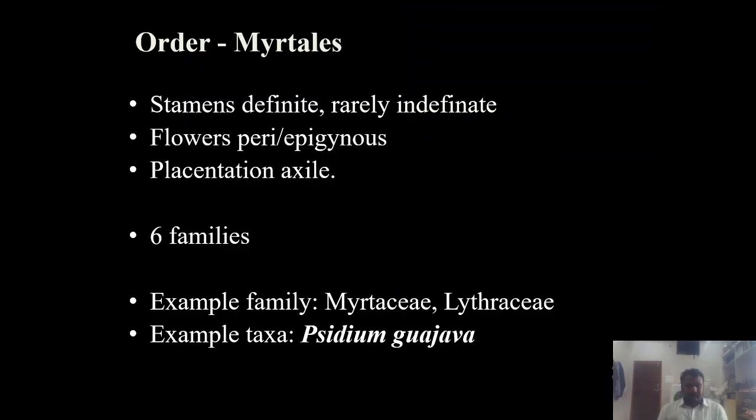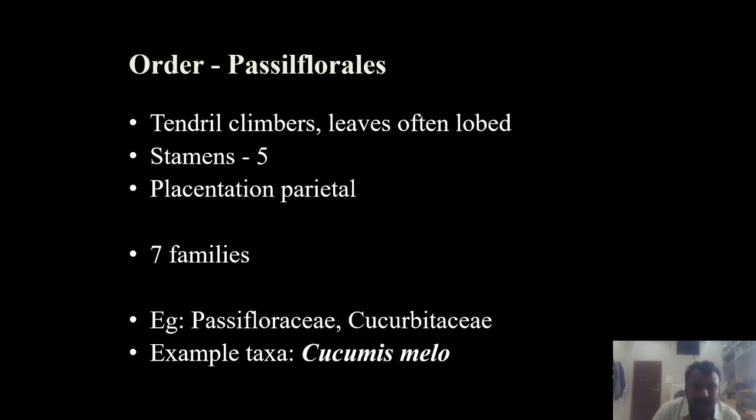Now, Myrtales. Stamens are definite in number again, rarely indefinite, very rarely. Flowers perigynous or epigynous, but placentation is axile. There are 6 families identified. Myrtaceae and Lythraceae are some of the examples, and Psidium guajava, that is guava fruit, is one of the examples for this.